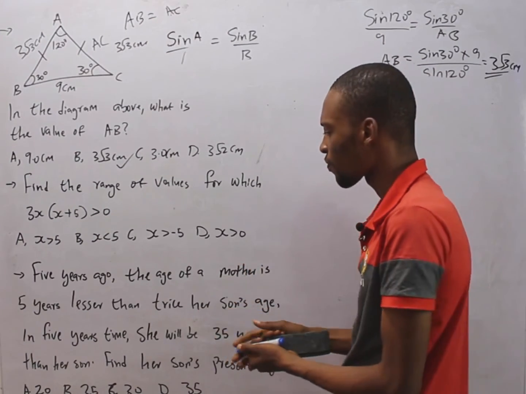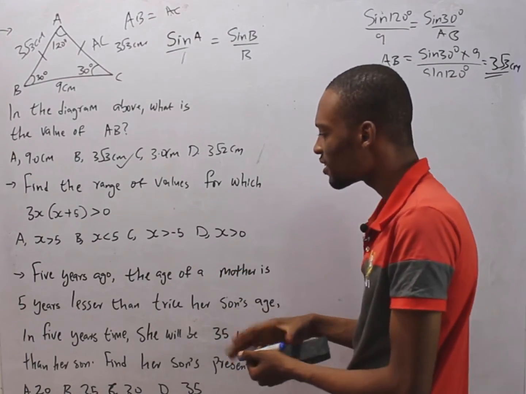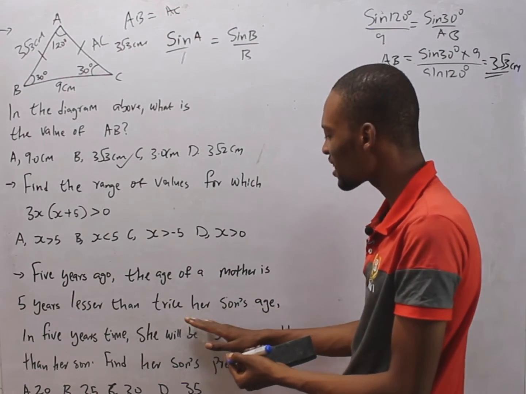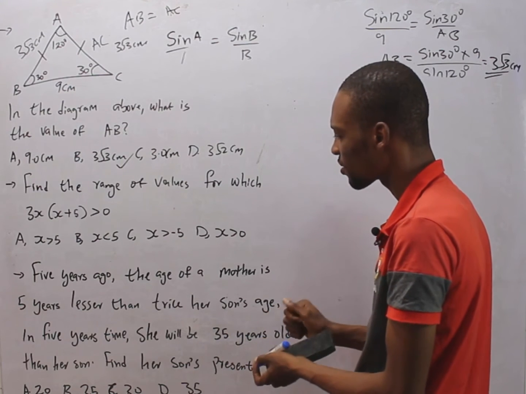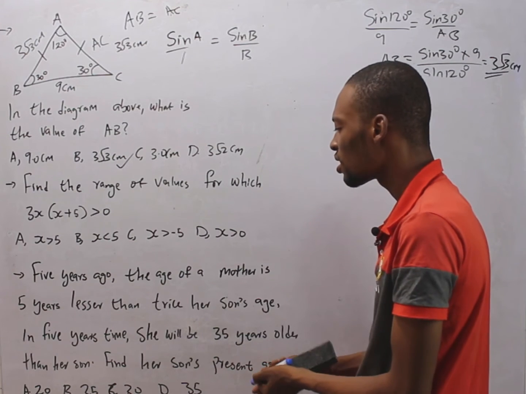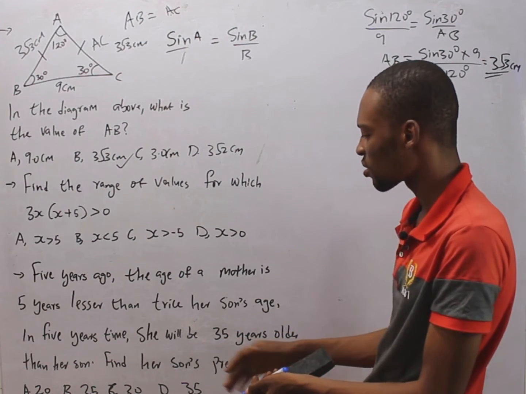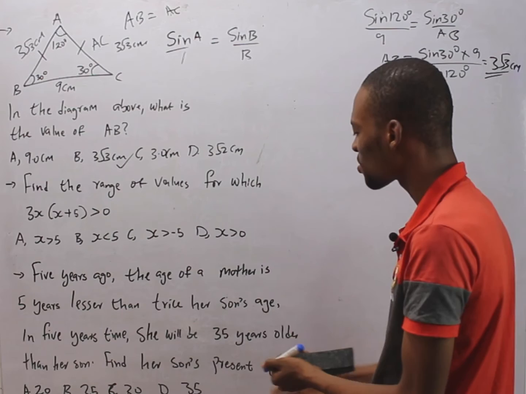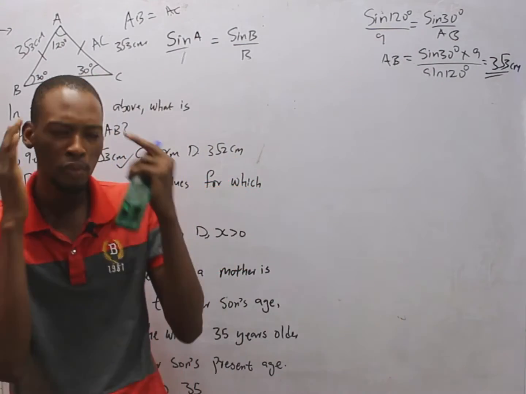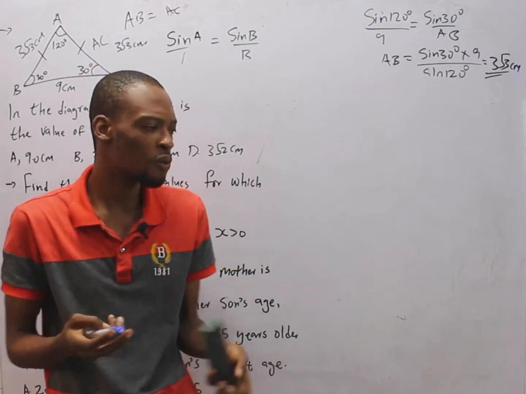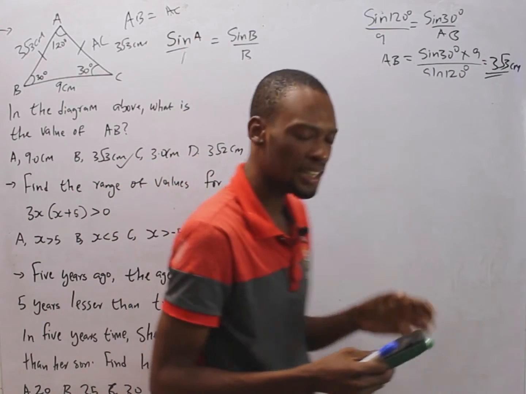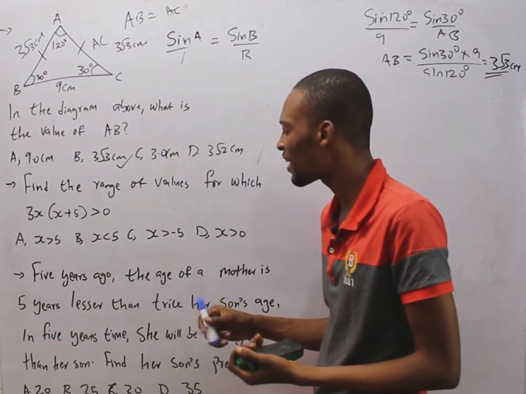5 years ago, the age of a mother is 5 years lesser than thrice her son's age. In 5 years' time, she will be 35 years older than her son. Find her son's present age. This is a word problem question. It requires analysis. It requires thinking. Look at it. We are told of a mother and a son.